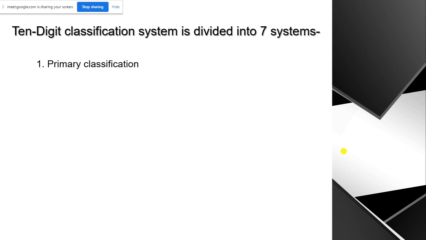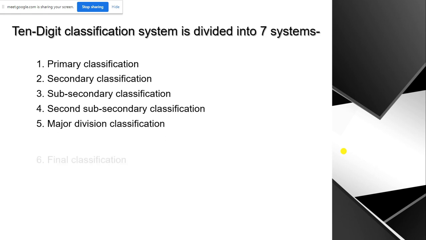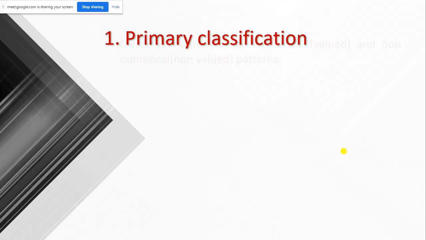The 10-digit classification system is divided into 7 different systems. The first is the primary classification, then secondary classification, and sub-secondary classification, which has 2 types: one is the numerical system and one is the alphabetical system. Then the major classification, final classification, and key classification. So let's deal with the primary classification first.